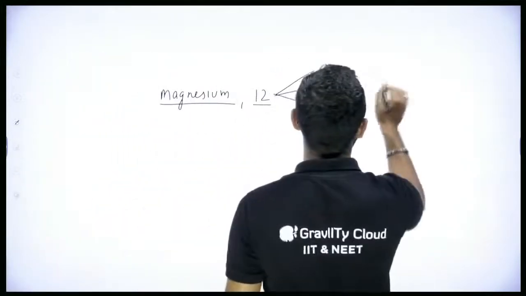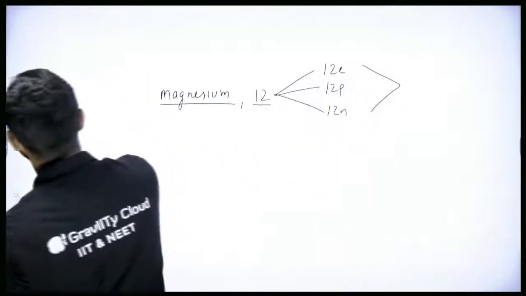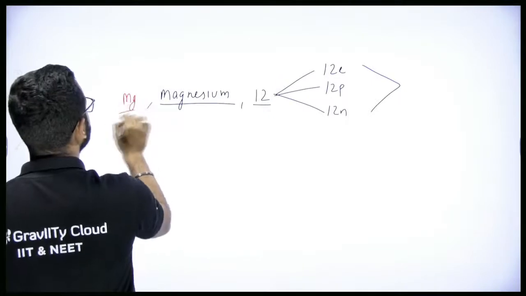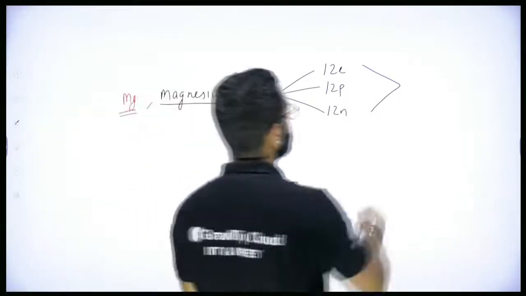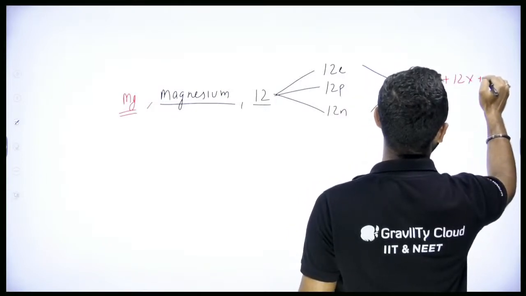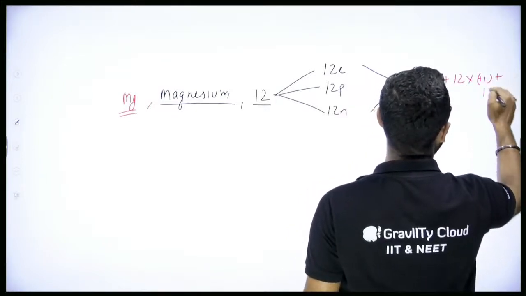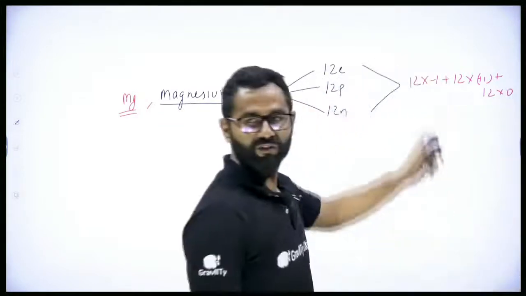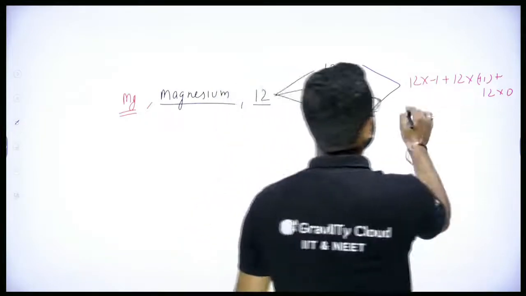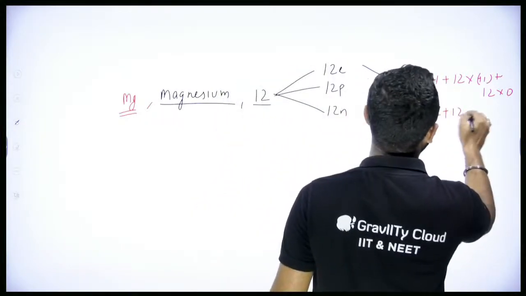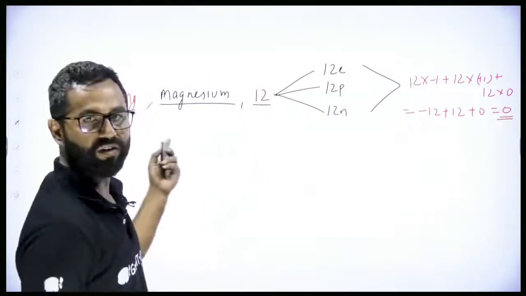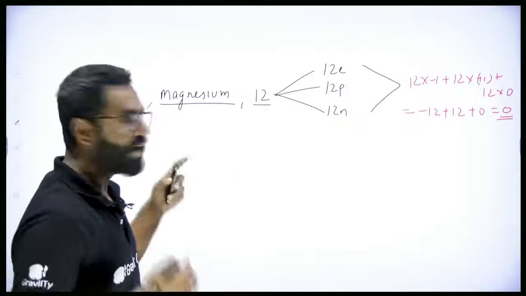Now in this case, what will happen? Initially the total charge of one magnesium atom Mg, what is it? It will be equal to 12 into minus 1 plus 12 into plus 1 plus 12 into 0. Minus 1 for the electron, plus 1 for the proton and 0 for the neutron. This is equal to minus 12 plus 12 plus 0 equal to 0. That means the atom of magnesium is neutral. Right?